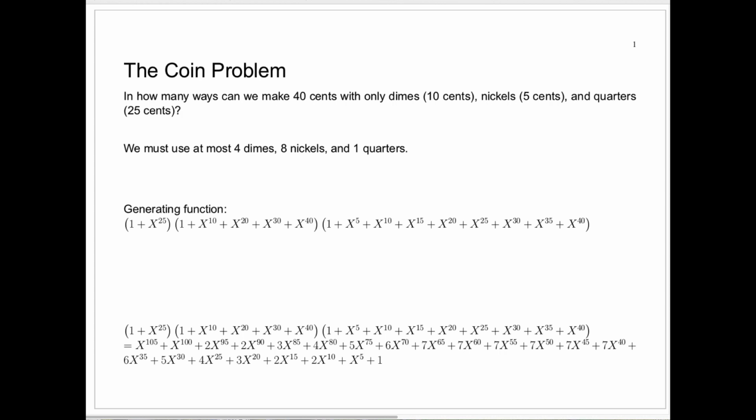This would be an important observation because we'll create our generating function where the power of x in the generating function will represent the number of cents contributed by the particular coin. For example, we'll start with this first factor here, 1 plus x to the 25th power. The x to the 25th power will represent using 1 quarter. And if that term from this first factor gets chosen, it will add 25 to the exponent of the resulting product that involves that term. The 1, in every case, you can think of as x to the 0th power. That will represent use no quarters.